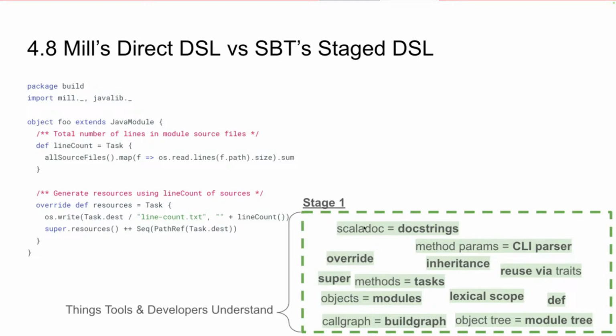So IntelliJ knows doc strings, knows Scaladoc, so it's able to show you this stuff in your IDE. IntelliJ knows overrides, so IntelliJ is able to navigate to show you what was overridden. IntelliJ knows methods and call graphs. IntelliJ can navigate up and down the build graph because as far as IntelliJ is concerned, it looks just like any other method call graph. So that's an important thing that makes Mill really easy for humans and IDEs to understand.